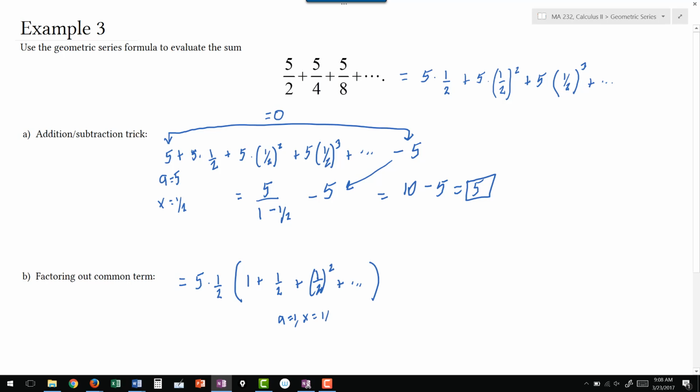And inside those parentheses now, we have a normal looking geometric series where a is 1 and x is a half. And that allows me to replace the infinite sum inside the parentheses with the geometric series formula, a over 1 minus x, which in this case is 1 over 1 minus a half. Simplify a little bit, I get 5 halves times 2, which again gives me 5, the result that we got from part A.